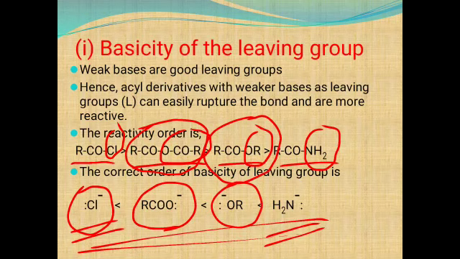Among the four leaving groups, NH2 is the most powerful base, so it is the poorest leaving group. It cannot be removed easily from RCONH2, so it is eliminated very slowly. So it acts as the least reactive functional derivative of carboxylic acid. So this is based on the leaving group. I have classified the reactivity of the functional derivatives of carboxylic acid.